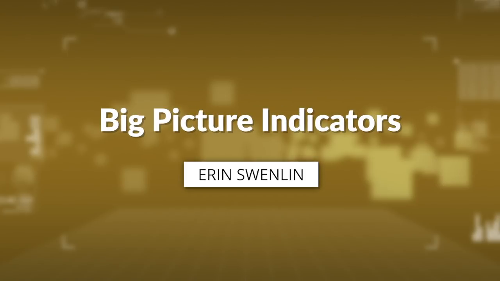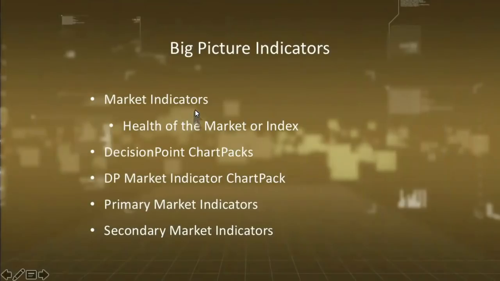I'm going to talk to you all about advanced market indicators or big picture indicators today. So, what are the big picture indicators? Well, they're the market indicators, and they tell you the health of a market or an index. It gives you the big picture. You're not looking at simply an individual indicator like we look at the OBV or the scooter. We're looking at indicators that are going to tell us the health of the market or the index in general.